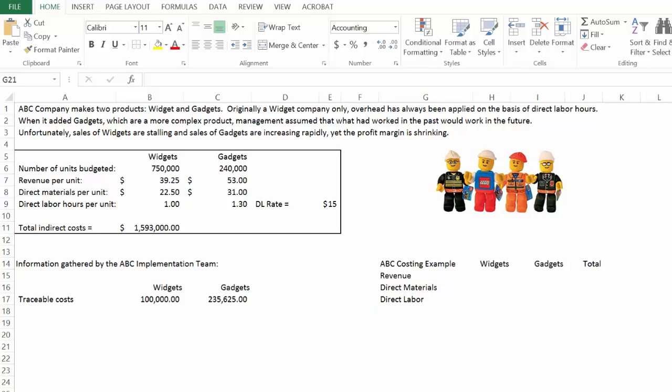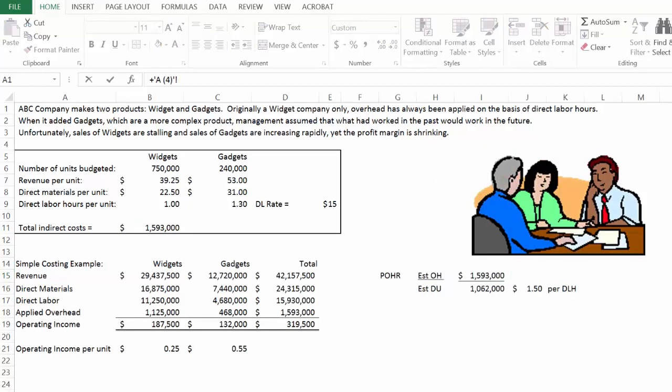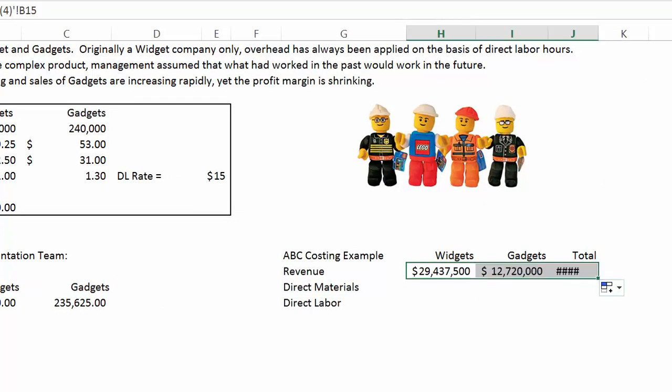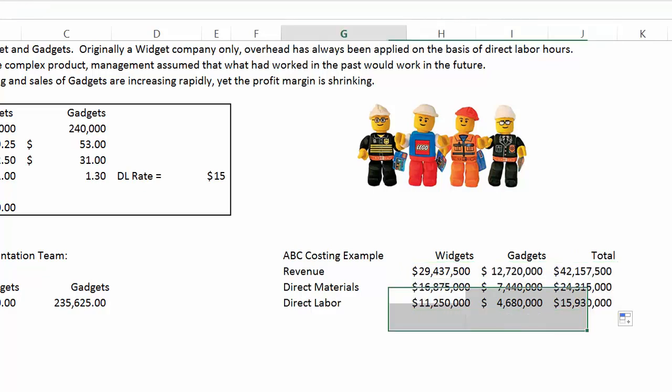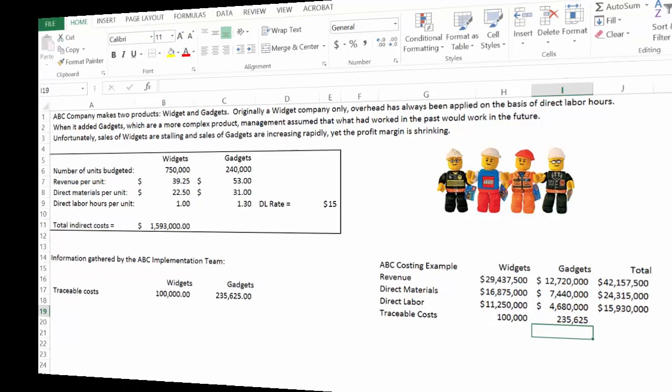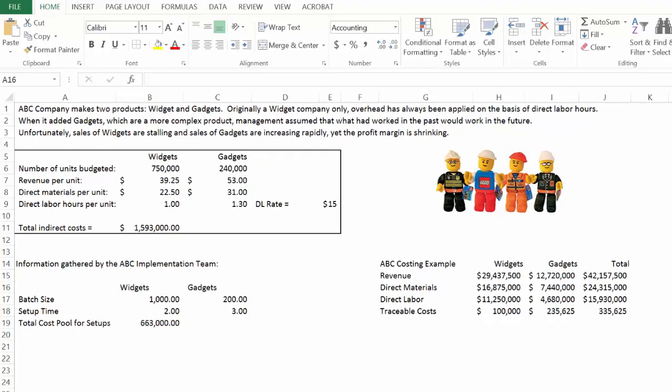So let's just look at this. Our revenue from widgets, it hasn't changed, right? It's exactly the same. So I'm going to go back to that old tab and I'm going to grab that revenue. And then I'm just going to copy that across and down. And so that is exactly what we had under the simple costing example. None of that has changed. What we do have now is additional traceable costs of $100,000 for widgets and $235,625 for gadgets.